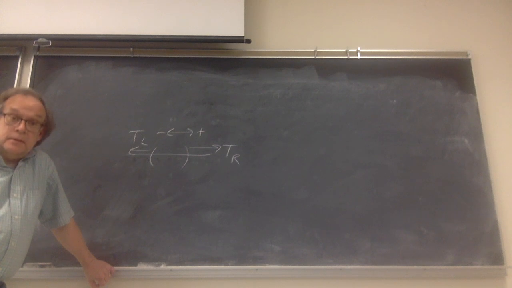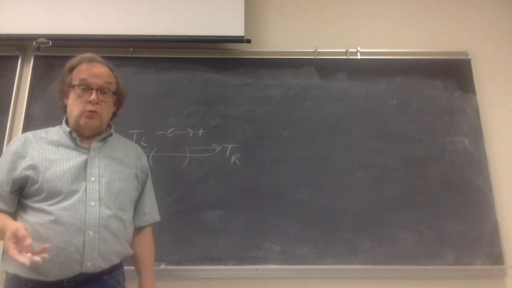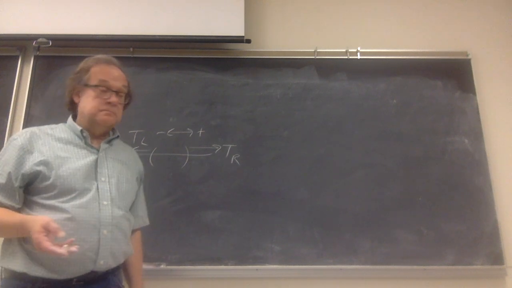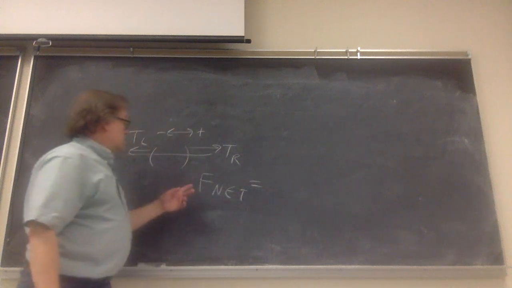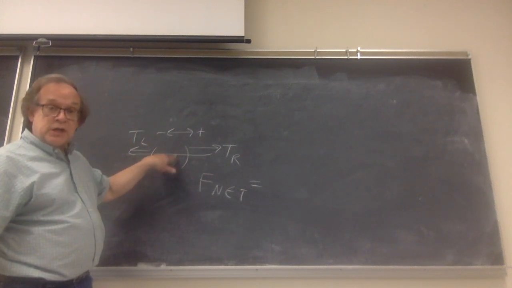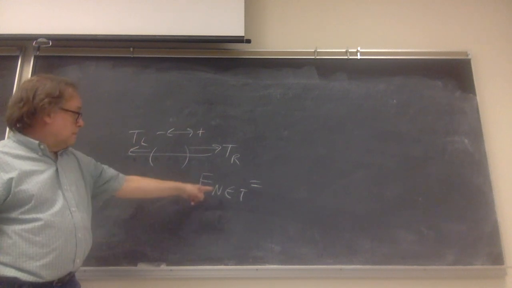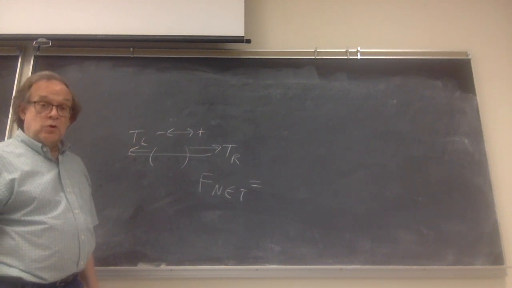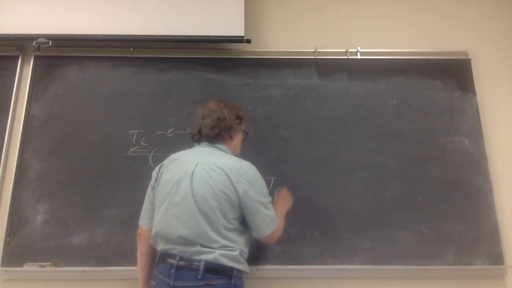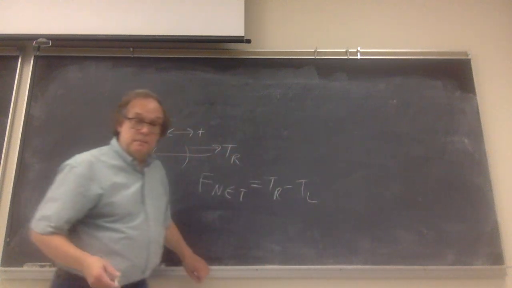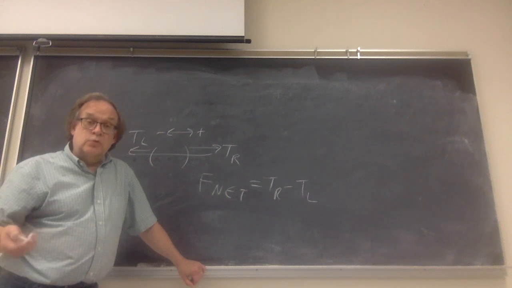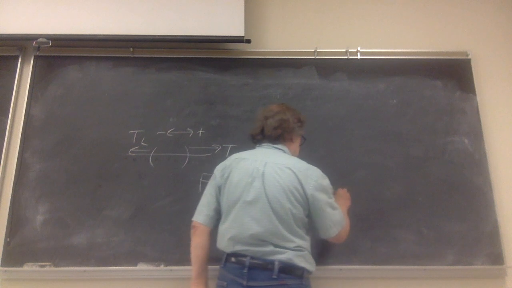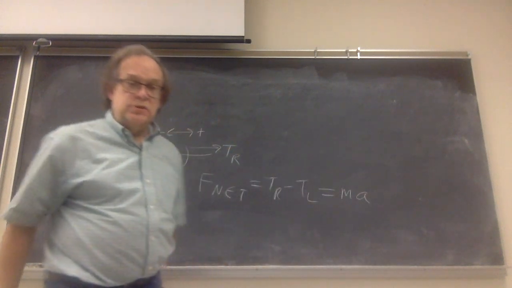Do the same thing as always. Once you know what the forces are, write the algebraic expression that shows how forces combine to give you the net force. So what is the net force on this? It's just a combination of this force and this force. So the algebraic expression for net force is just all the force in the positive direction minus all the force in the negative direction. And since that is a net force, it's equal to mass times acceleration. That's what Newton's second law tells us.